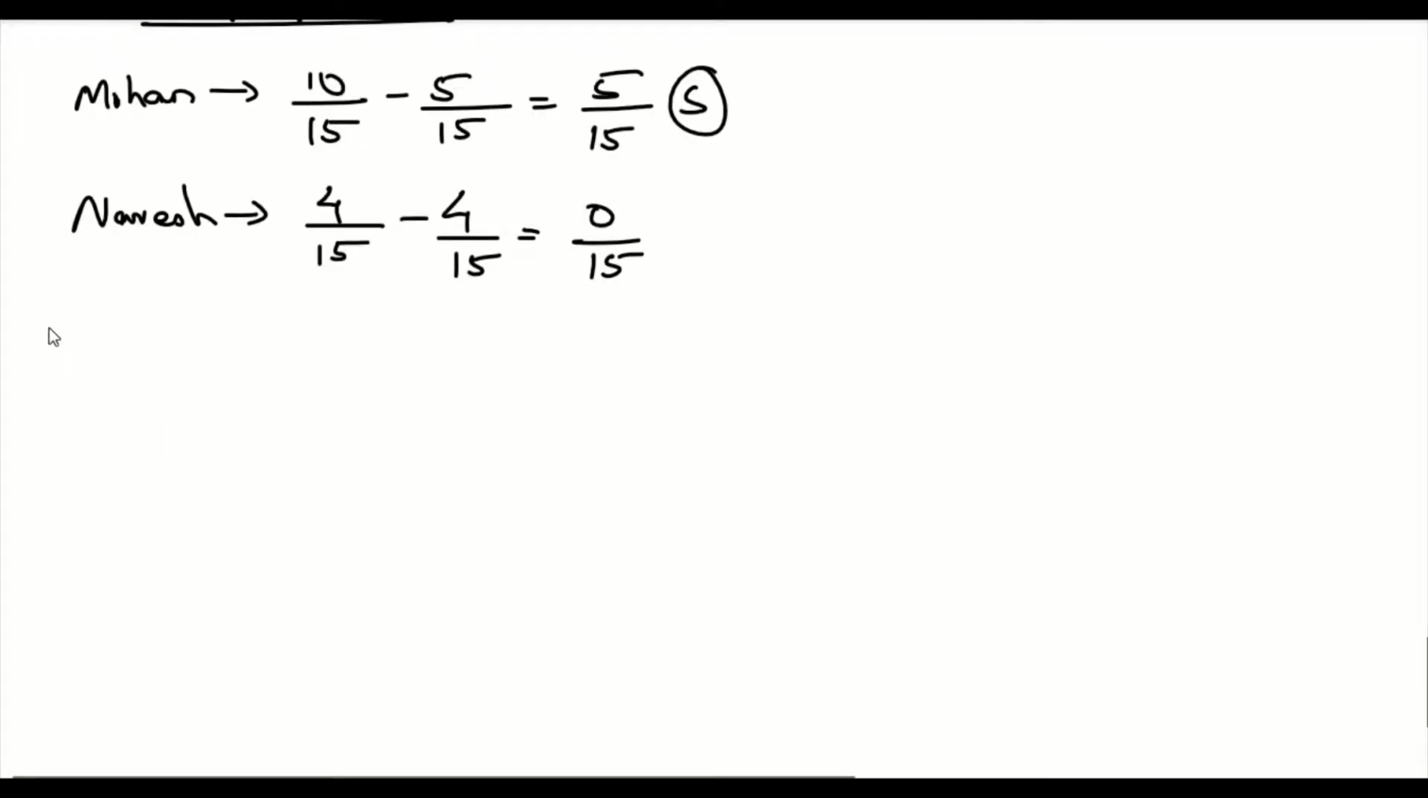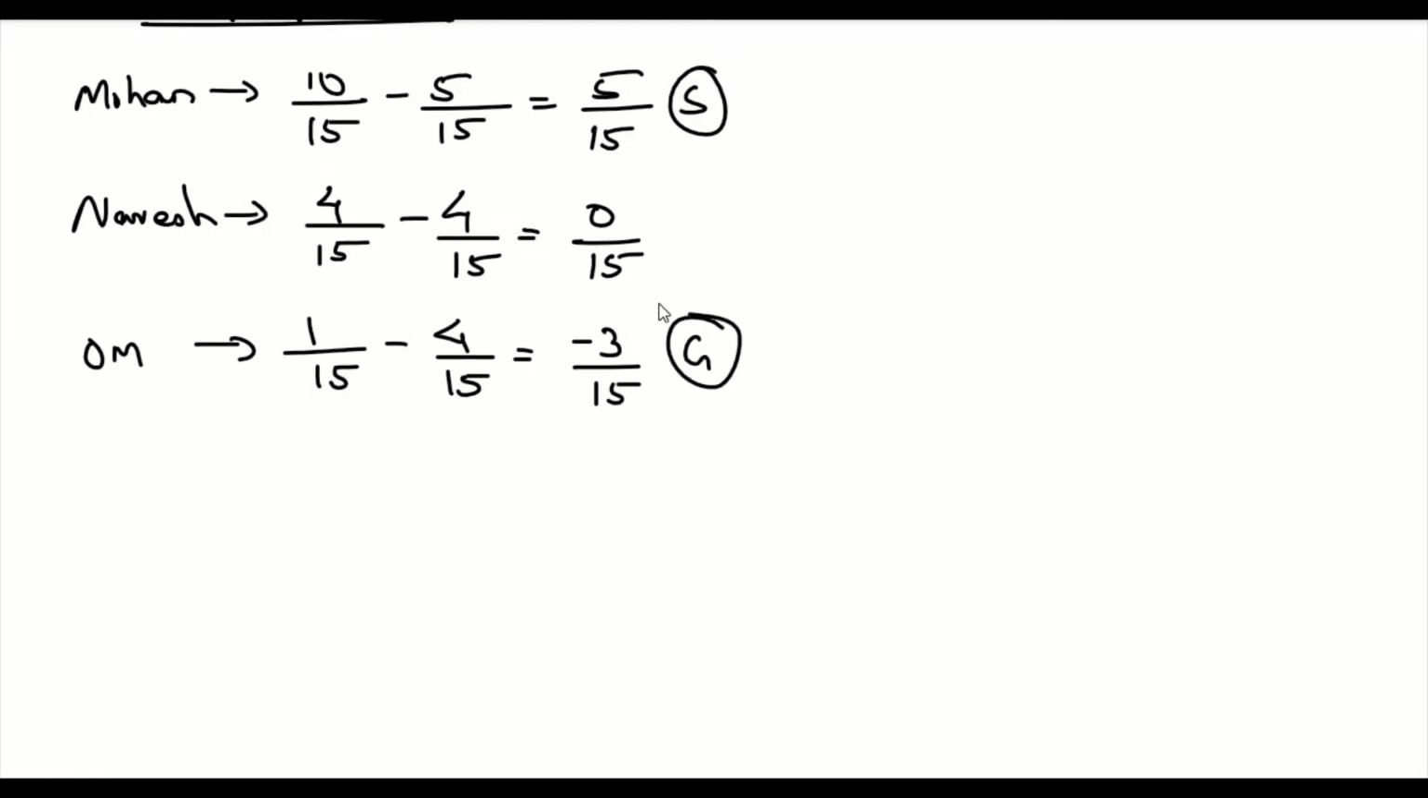Then we have the next partner, Om. His old share is 1 by 15 minus his new share 4 by 15 is equal to minus 3 by 15. Here this partner is gaining from this new profit sharing ratio.